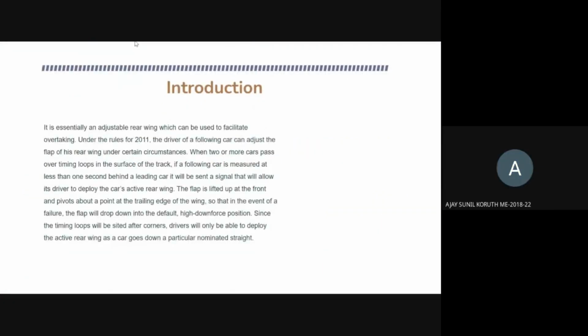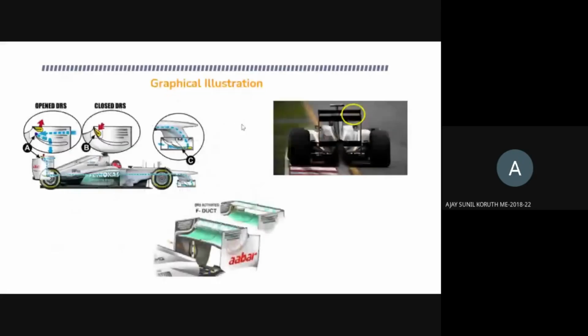The drag reduction system is an adjustable rear wing which can be used to facilitate overtaking. It is a form of driver adjustable bodywork aimed at reducing aerodynamic drag in order to increase top speed and promote overtaking. It is an adjustable rear wing of the car which moves in response to the driver's command.